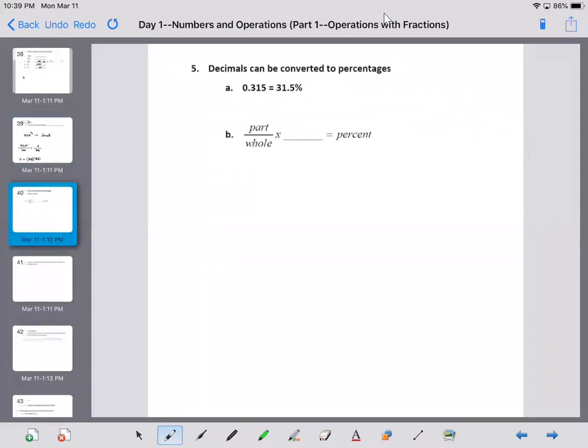So when we think about that, we could say, well, what's the part out of the whole? And the part is 31 5/10 out of 100. And so if I change that to a decimal, that's going to be 315 thousandths. But if I want to change that to a percent, I'm going to multiply it by 100. And so that would give me back 31 5/10%.